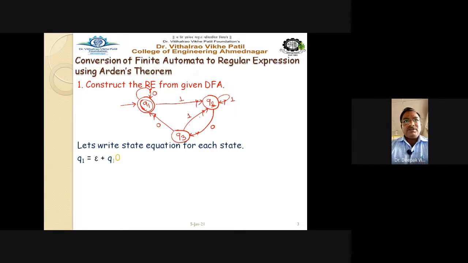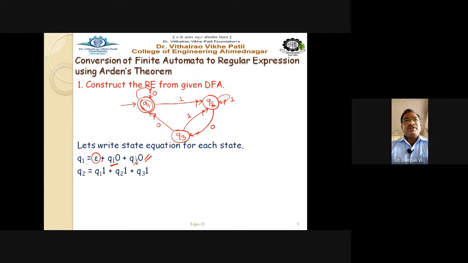and accordingly write down the state equation for each state. So for Q1, I can have epsilon, as you know that for the start state we must add the epsilon here, plus Q1 dot 0, which is Q1 coming to Q1 on 0, plus Q3 dot 0, meaning Q3 on 0 input is coming to the Q1 state. This is the state equation for our Q1 state.